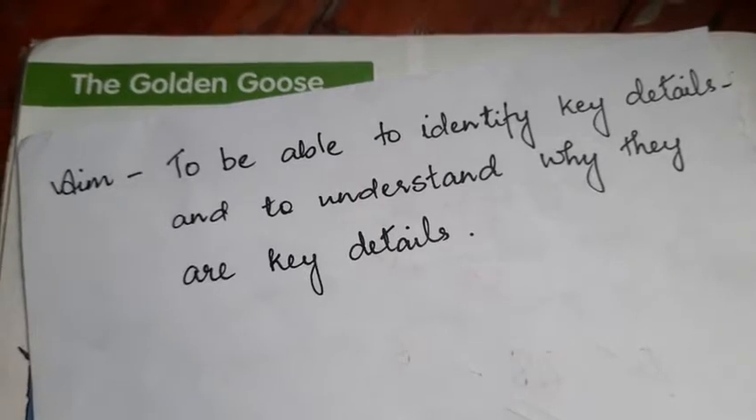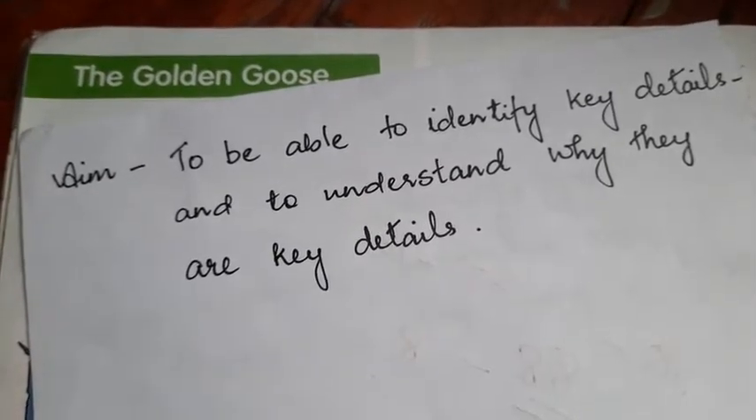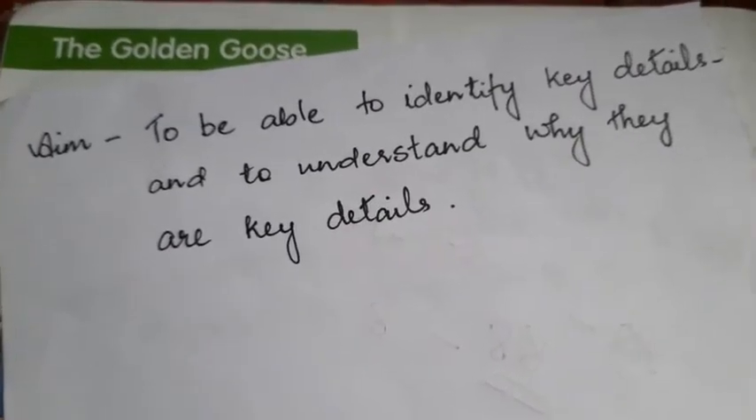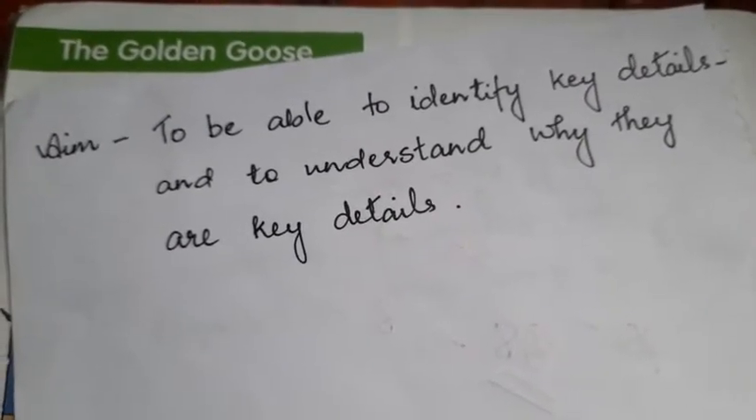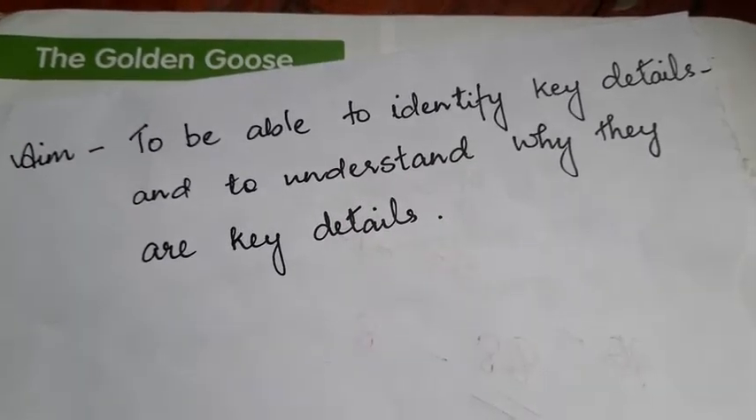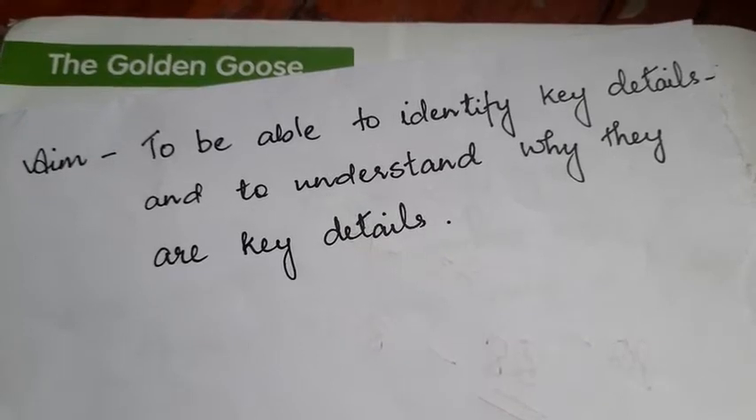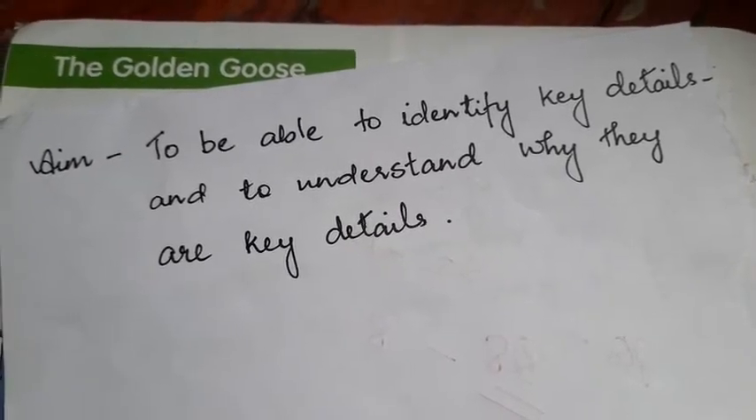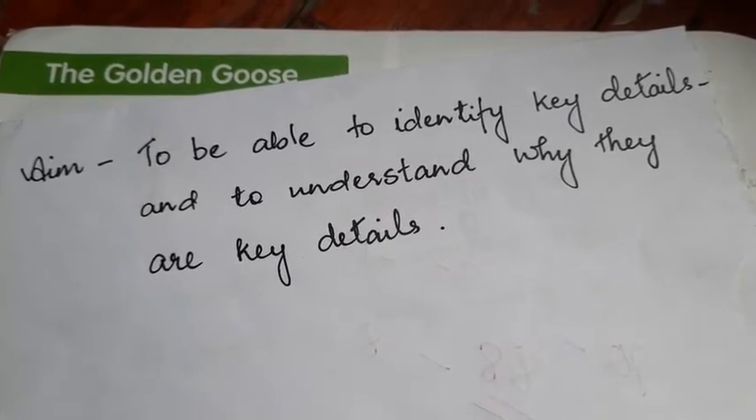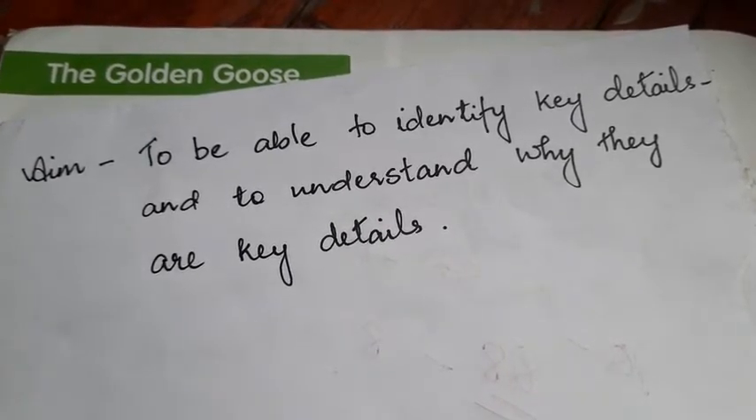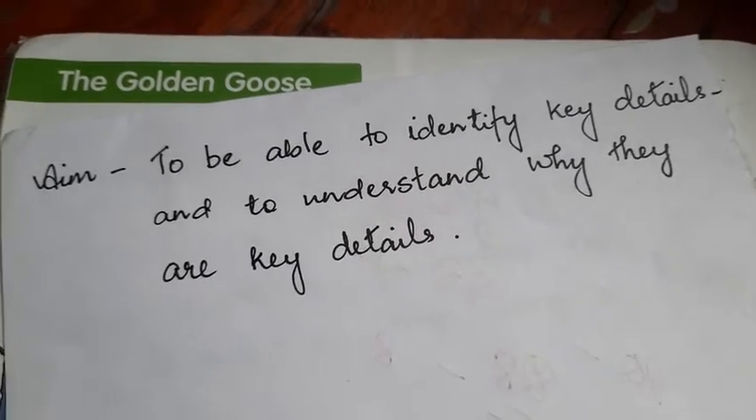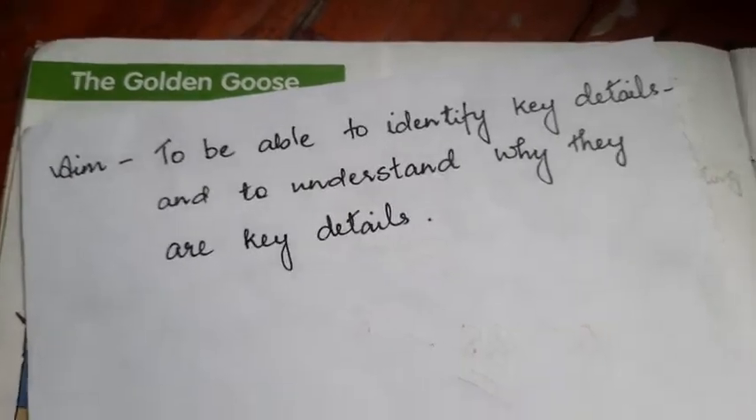Today, again, we will be reviewing the Golden Goose. The aim of our lesson today is to be able to identify key details and to understand why they are key details. So by the end of this class, you should be able to identify key details in any story. You should also be able to tell me why these details are known as key details. So let's start now.